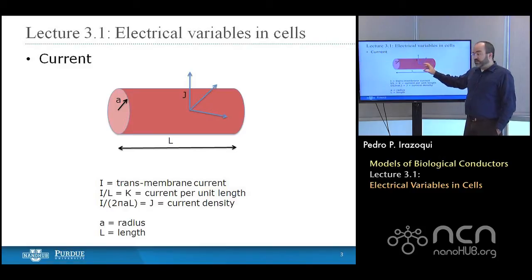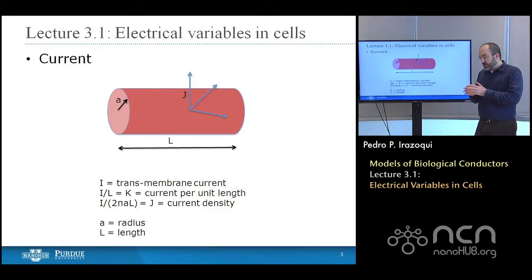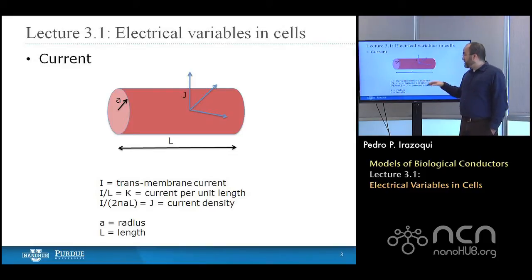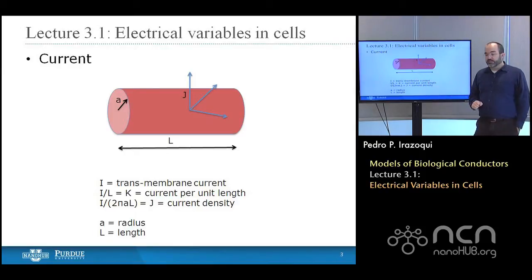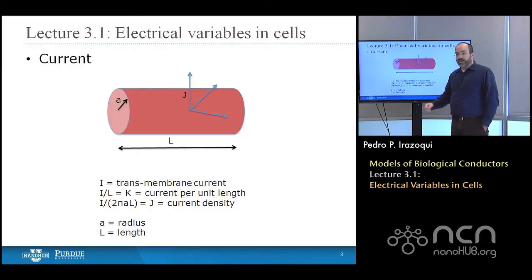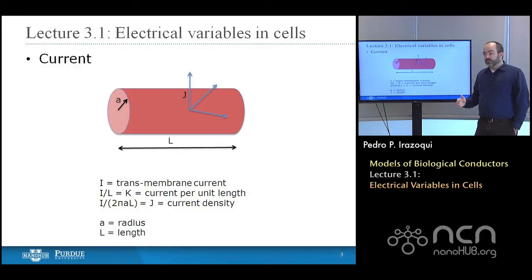But regarding current, for this slide, we're talking about the current that flows perpendicularly out, and because we're talking about that current as a function of surface area, we're talking about current density. So I is the transmembrane current. I divided by L, the length, gives you K, and K is the variable name that we will use for current per unit length. And I divided by the area, which is 2 pi times the inner diameter times the length, will give you J, which is the current density.